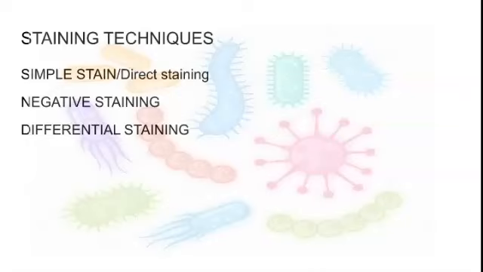We will move on to staining techniques. The staining techniques are broadly classified as simple staining, negative staining, and differential staining. Simple staining is otherwise called direct staining, and negative staining is otherwise called indirect staining. Simple staining is also called positive staining. So we can classify the staining techniques as positive staining, negative staining and differential staining, or direct staining, indirect staining and differential staining.